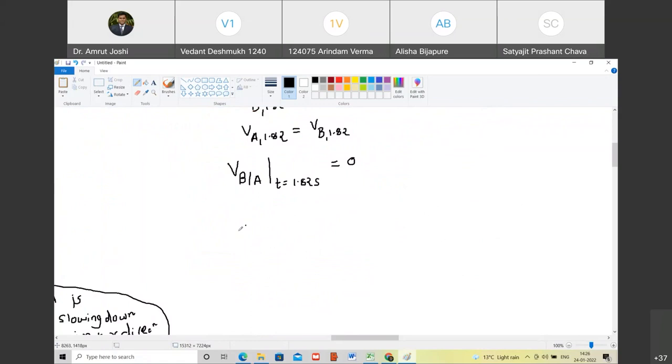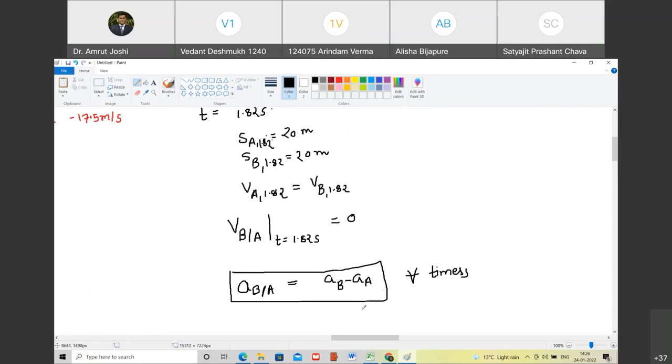Tell me, what is the acceleration of B with reference to A? This is equal to AB minus AA. Are you with me? Yes. And this is for all times. So is the relative motion of B with reference to A uniformly accelerated motion? Yes. So first of all, we will try to find out AB and then we will try to find out AA. Let us do that.